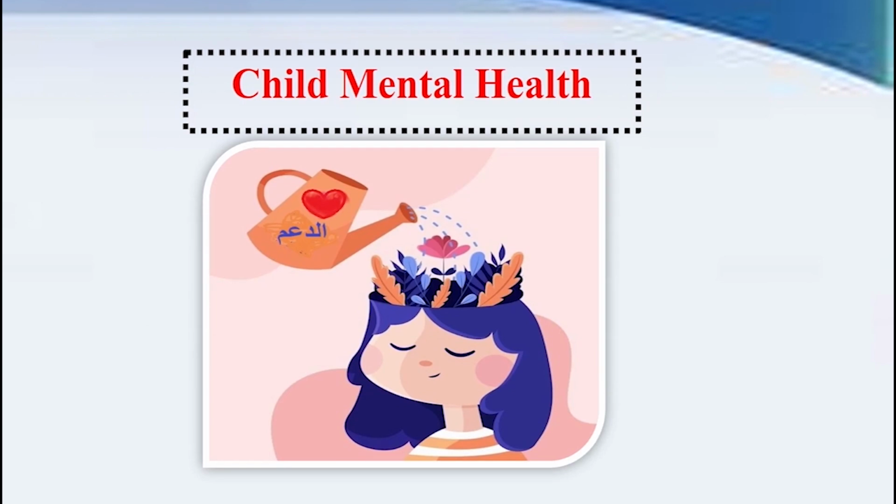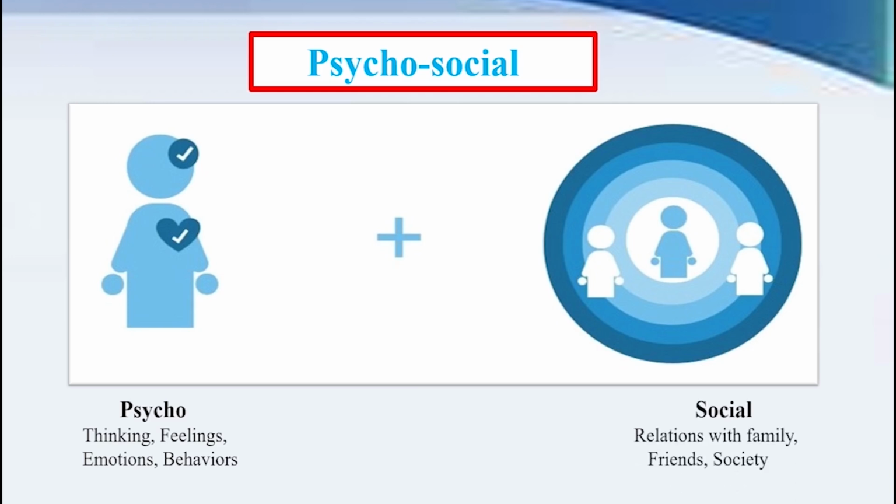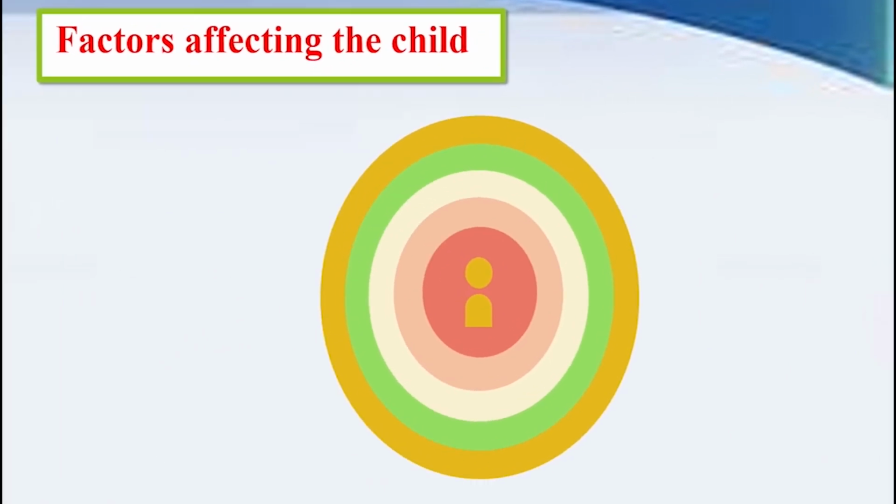We just mentioned that child mental health includes the psychological side and also the social side. The former includes thinking, feelings, emotions, behavior, etc., while the latter includes relations and interaction with family members, with friends, society, etc. And to know how these aspects can be affected, you should know that there are some factors that affect these aspects of the child positively and negatively.